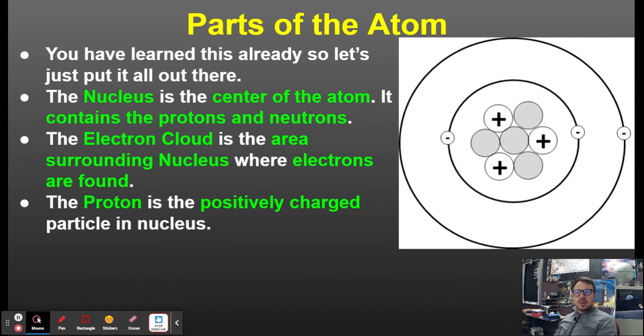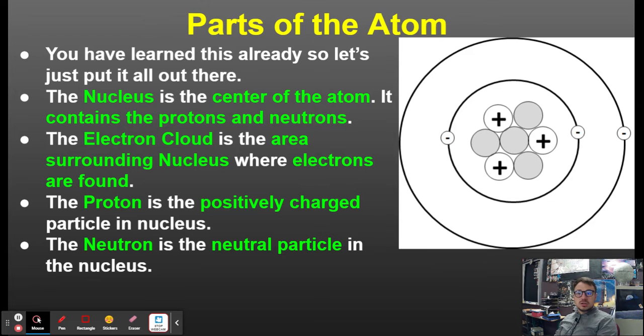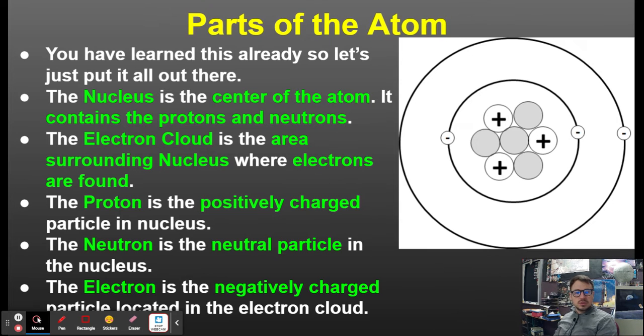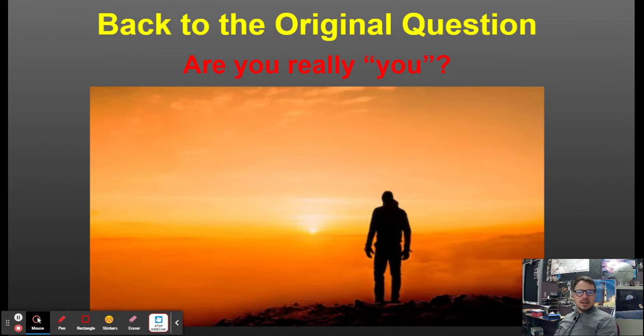The proton is the positively charged particle in the nucleus. The neutron is the neutral particle in the nucleus. And remember, neutral isn't a charge, right? It's just the absence of charge. Now, the electron is the negatively charged particle located in the electron cloud. So you've probably already learned this before. Now let's answer this question.